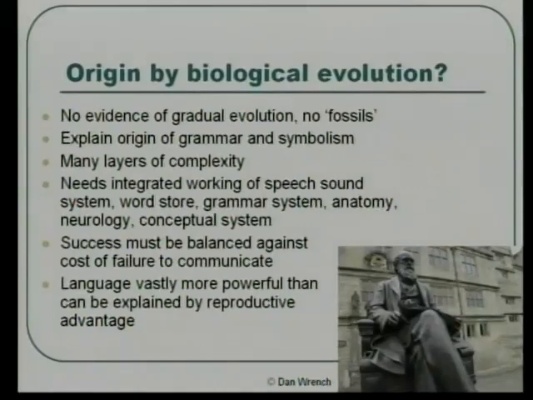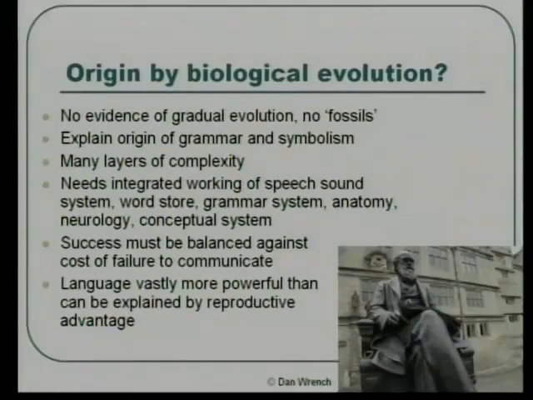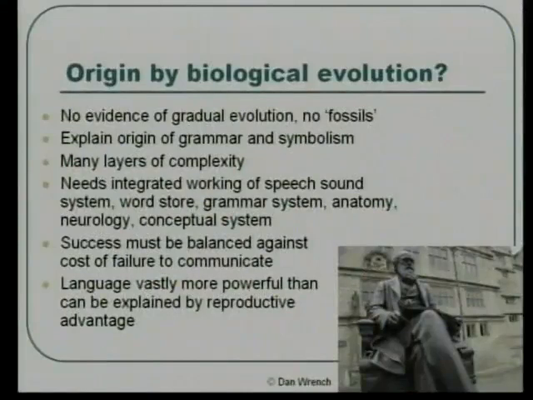If we're going to hold to an evolutionary origin of language, we've got to explain where grammar came from, where that hierarchy came from. We've got to explain the origin of symbolism. We've got to explain the many layers of complexity that there is in language. We've got to explain the integration of those complex systems. And if we're thinking about language evolving gradually, so at first there may be a few half-understood words, we've got to balance the possibility of success in communicating with total failure.